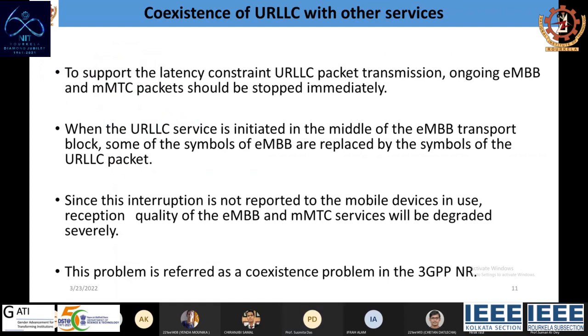Now coming to the third service requirement, that is the coexistence of URLLC with eMBB and mMTC. First of all, what is the coexistence problem in the 3GPP arena? Basically, because there is a latency constraint for URLLC packet transmission, the ongoing eMBB and mMTC packets should be stopped. So when the URLLC service is initiated in the middle of eMBB transport, some of the symbols of eMBB are replaced exactly by the symbols of the URLLC packet. This interruption is not reported to the mobile device in use. So the quality of the eMBB and mMTC service will naturally be degraded, and this is the coexistence problem.